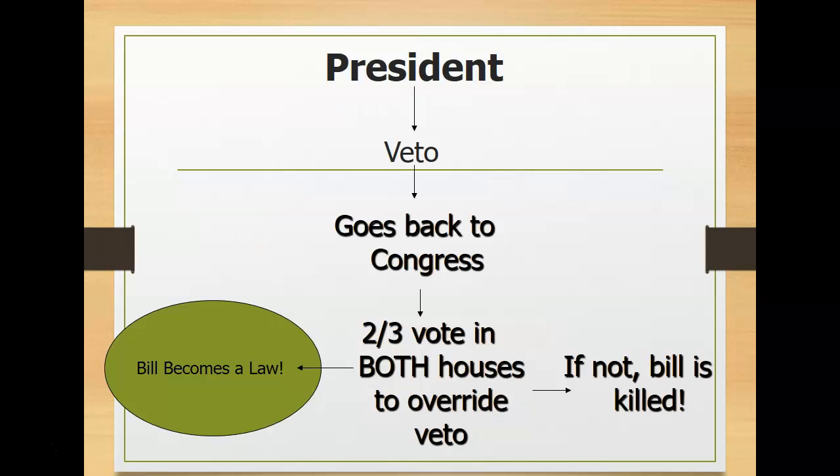Okay, so let's look at if the president vetoes a bill. Okay, checks and balances. The president vetoes a bill. You have your executive branch now overriding the legislative branch. But now the legislative branch can also override the executive branch and can override a veto. The only way they can do that, though, is if they have a 2/3 vote in both the House and the Senate.